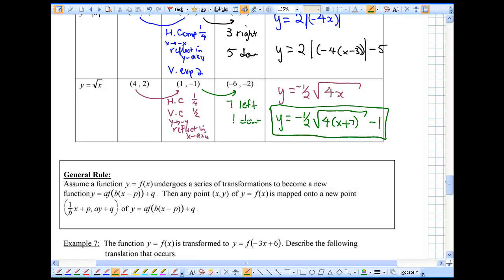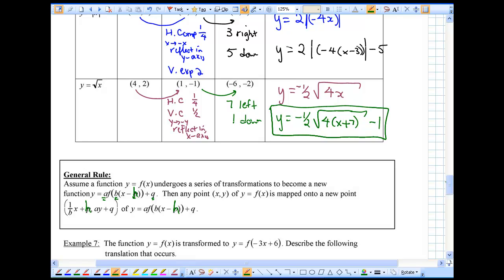Alright, here's a general rule. If you like rules, great. If you don't, then just ignore this, because if you understand that other stuff, like I said, I think understanding is the key. I don't want you to memorize rules, but for those of you who don't understand and you really need to memorize, then okay, here's a rule. What I'm saying to you is if you've got a function y equals f of x and it undergoes a whole bunch or a series of transformations to become the new function, and this is the new function with all those a's, the b's, the p or h, okay, q. Sometimes we use h. Sorry.